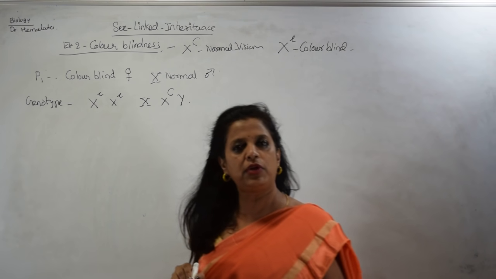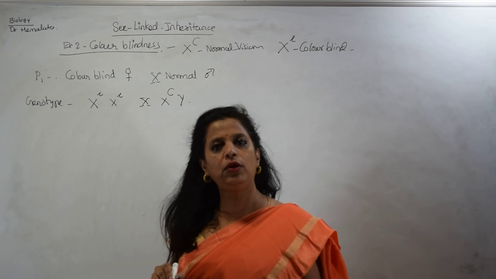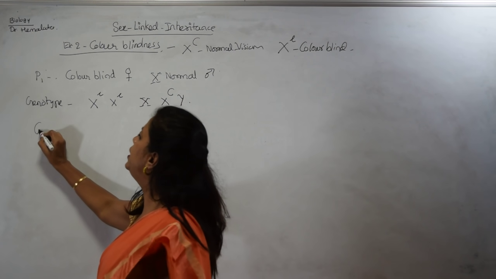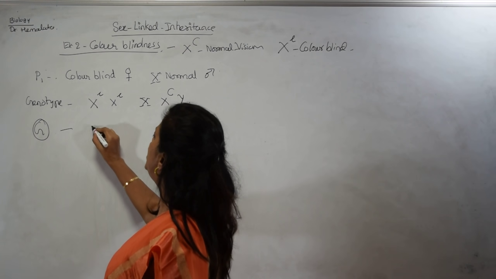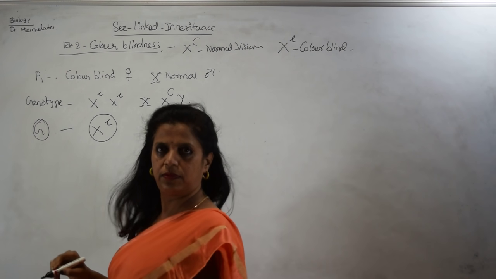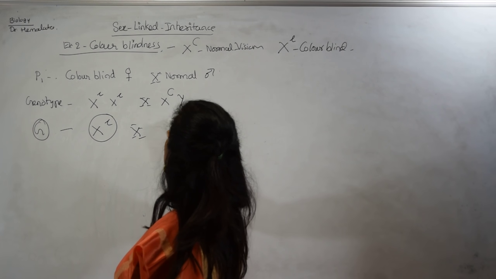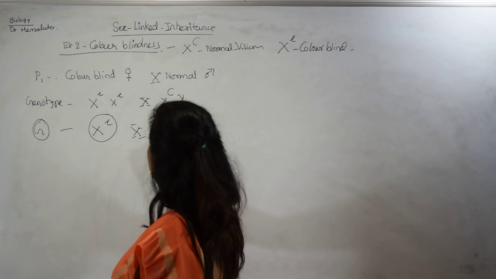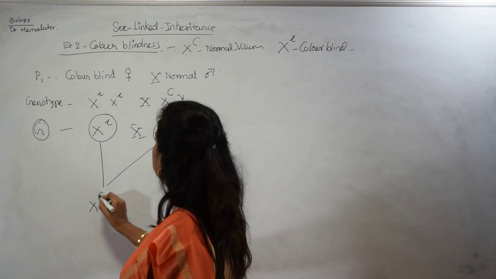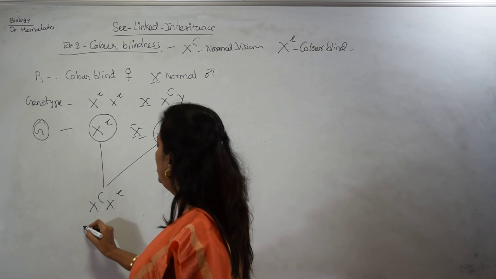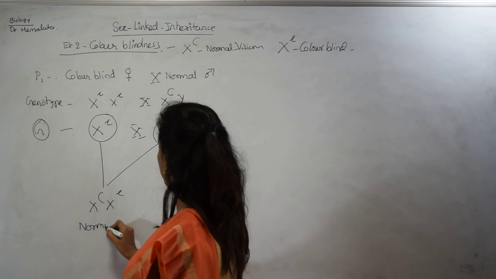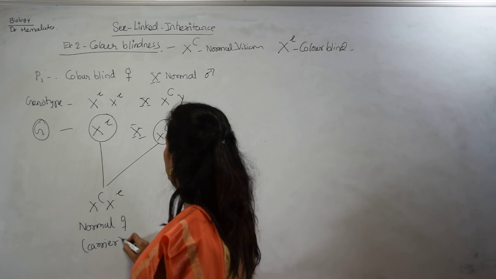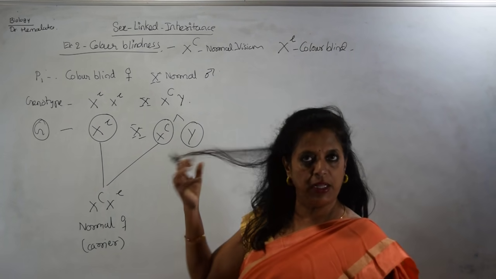In Y you are not supposed to write any allele, because the Y chromosome does not contain any alleles similar to the X chromosome. Now during gamete formation, the female produces a single type of gamete in this cross. Males will produce two types of gametes, X capital C 50%, Y 50%. Now the sperm with X capital C fertilizes the egg. It becomes X capital C, X small c. This is a female who is normal visioned, but she is a carrier. She got the allele for color blindness from her mother only.